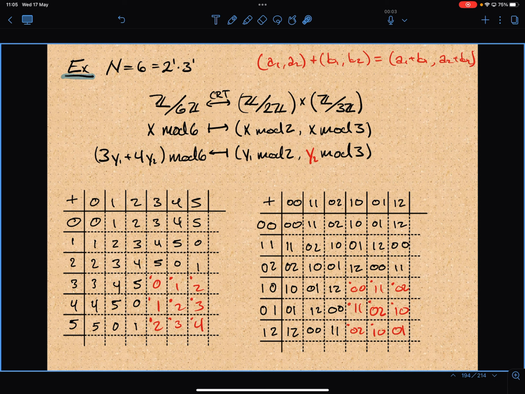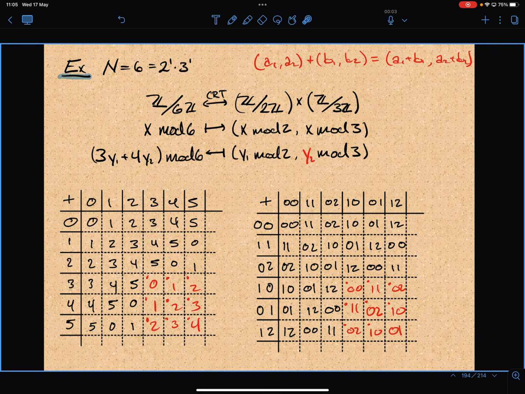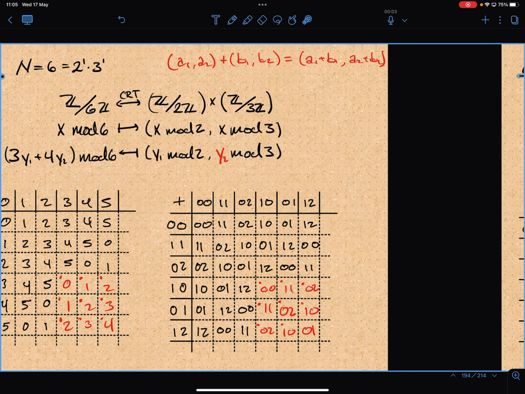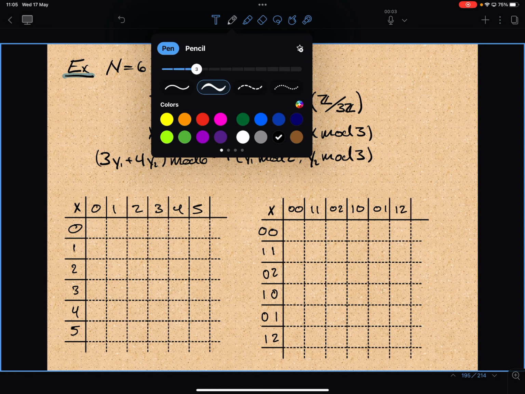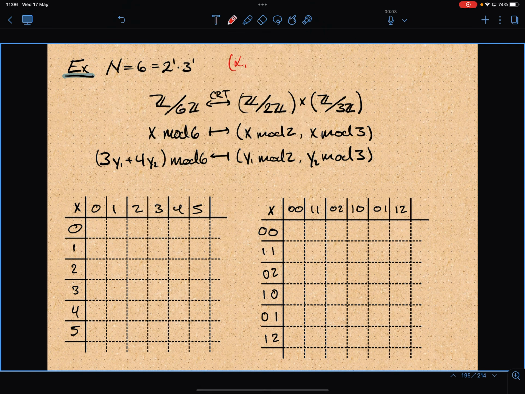So here we check the addition table. Let's check the multiplication table. So I'll give you some time to work on the multiplication table. And here, if you're multiplying a tuple, alpha 1, alpha 2, and you multiply it times beta 1, beta 2, then it's going to be equal to alpha 1 beta 1, alpha 2 beta 2.